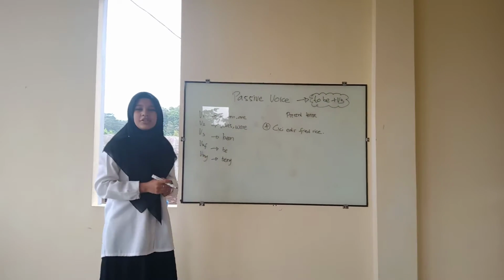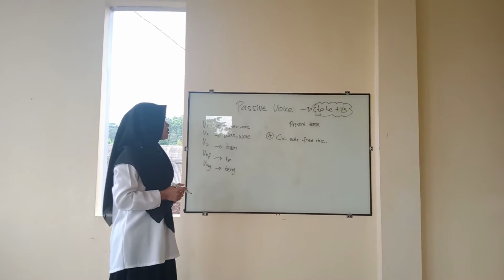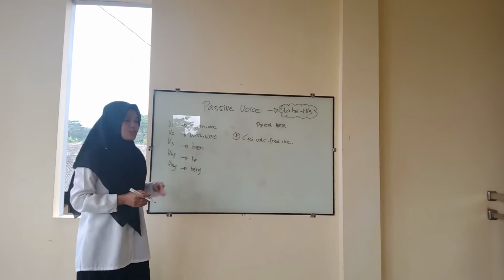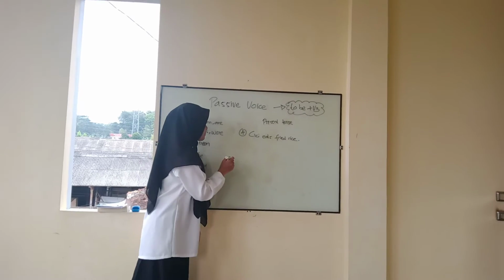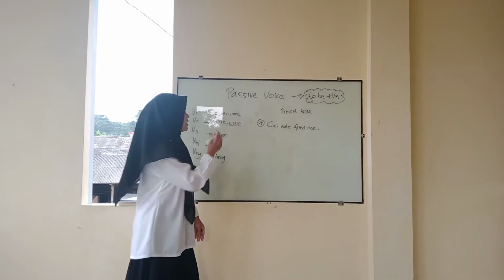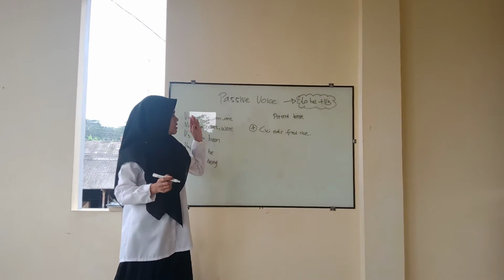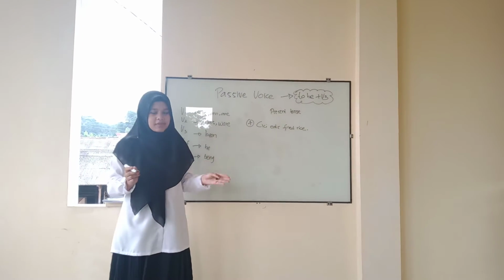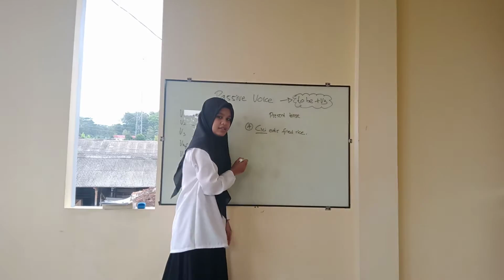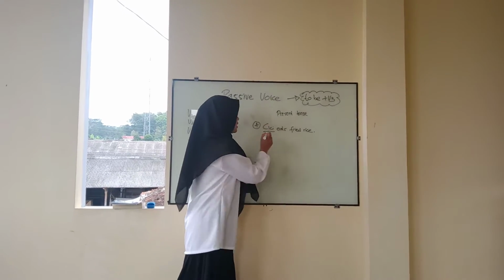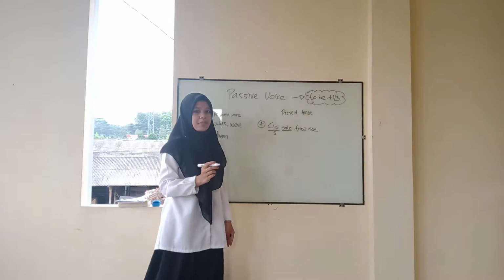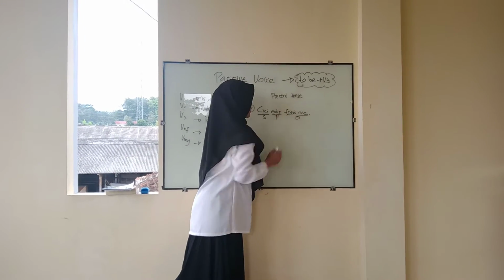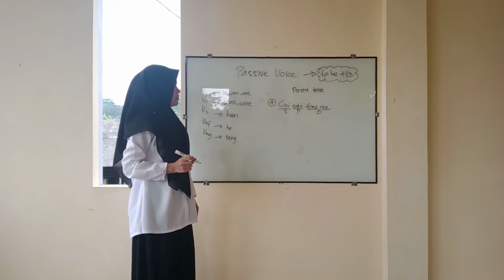So, what should we do to change this active voice to passive voice? The first step is let's analyze. What is the subject, what is the predicate, and what is the object? Cici as the subject, eat as the predicate. Yes, you're right. Fried rice as the object. Okay.